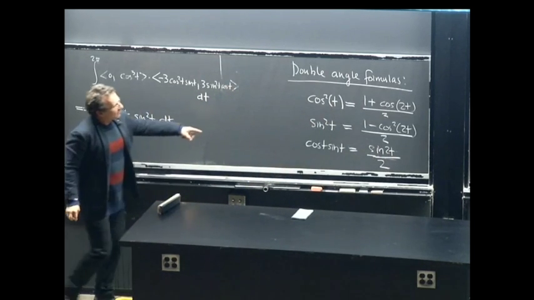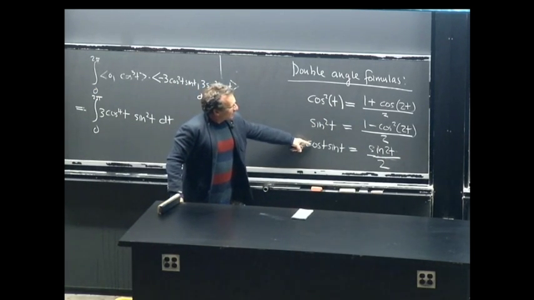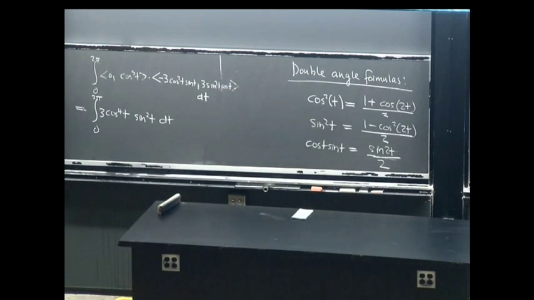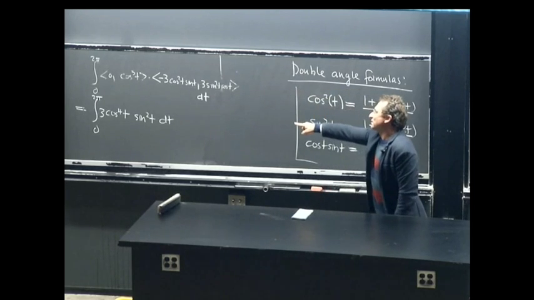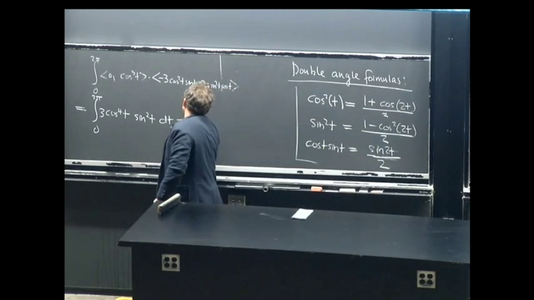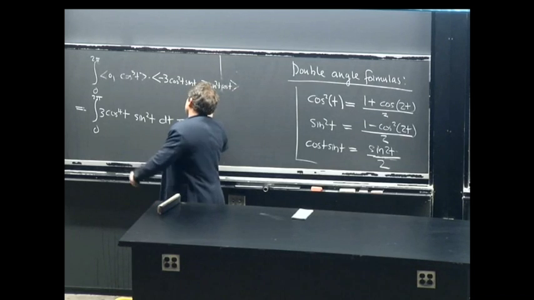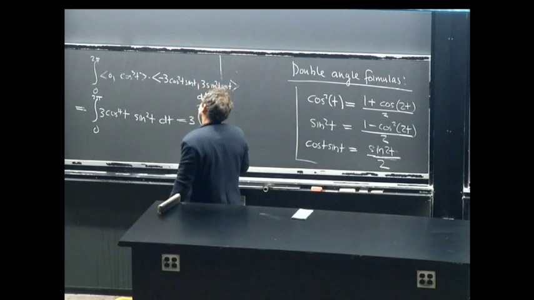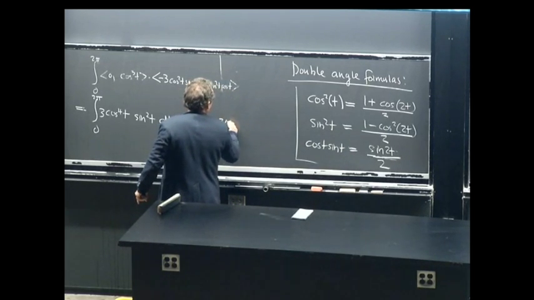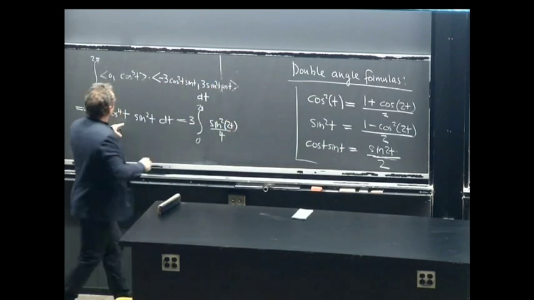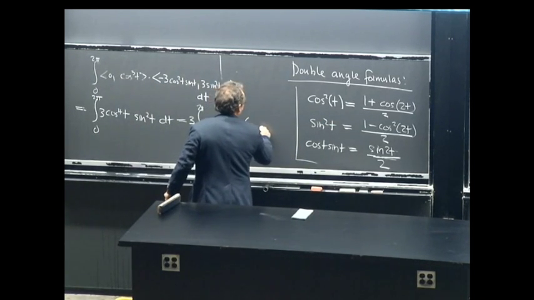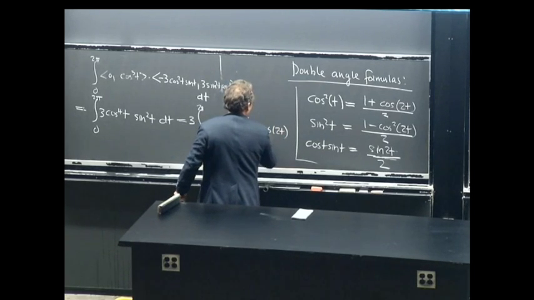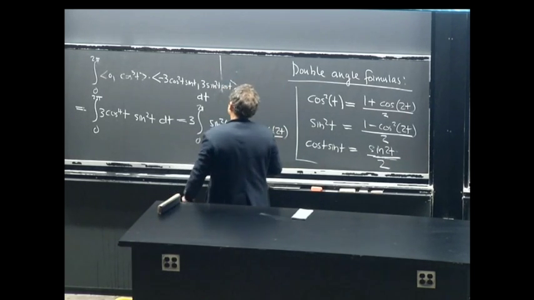By the way, you could get this one by differentiating that one. But these are the three formulas which are useful. And in this case, the best way to do this is maybe to write this as a cosine squared sine squared t, which you see here, which is actually sine squared 2t over 4. And then we have a cosine squared t, which is 1 plus cosine 2t. So that's it.